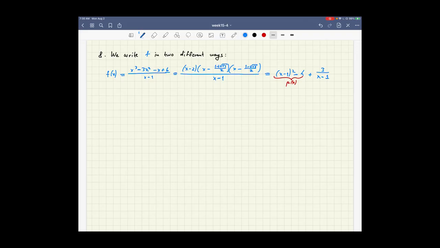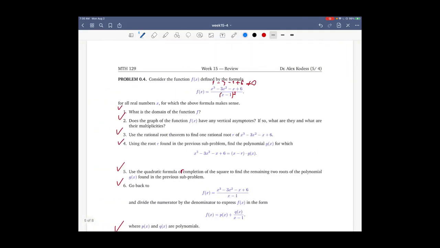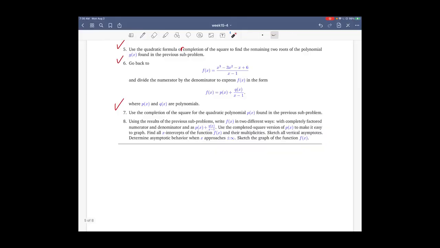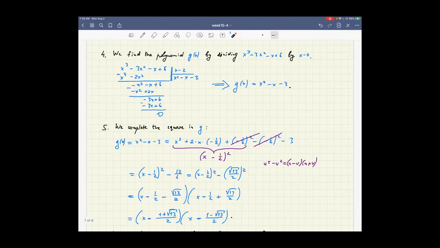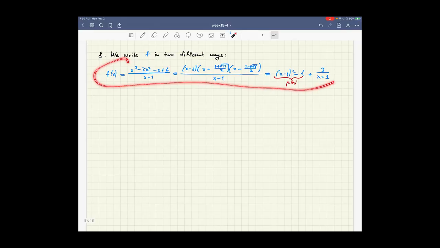Writing f in these two different ways allows us to complete the rest of part 8. We can immediately find all x-intercepts and their multiplicities. We can immediately sketch all vertical asymptotes, and we can determine the asymptotic behavior of f when x approaches positive or negative infinity. All of this can be easily derived from writing f this way.